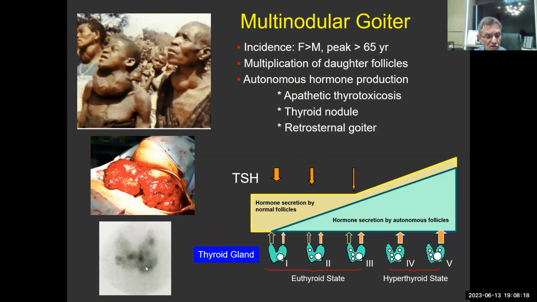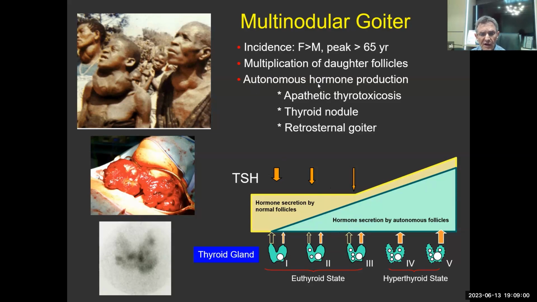Now, that's single nodular disease. This is multinodular disease. And these are individuals who've often been in Africa, South America, where they become iodine deficient, and these individuals get multiple nodules. As you can see in this cartoon at the bottom, they start getting daughter nodules, and as the nodules increase in number, you start getting an increase in thyroid hormone secretion with TSH suppression, and eventually the TSH is totally suppressed, and then the T3 and the T4 go up. And again, in these individuals, they present more commonly in women.